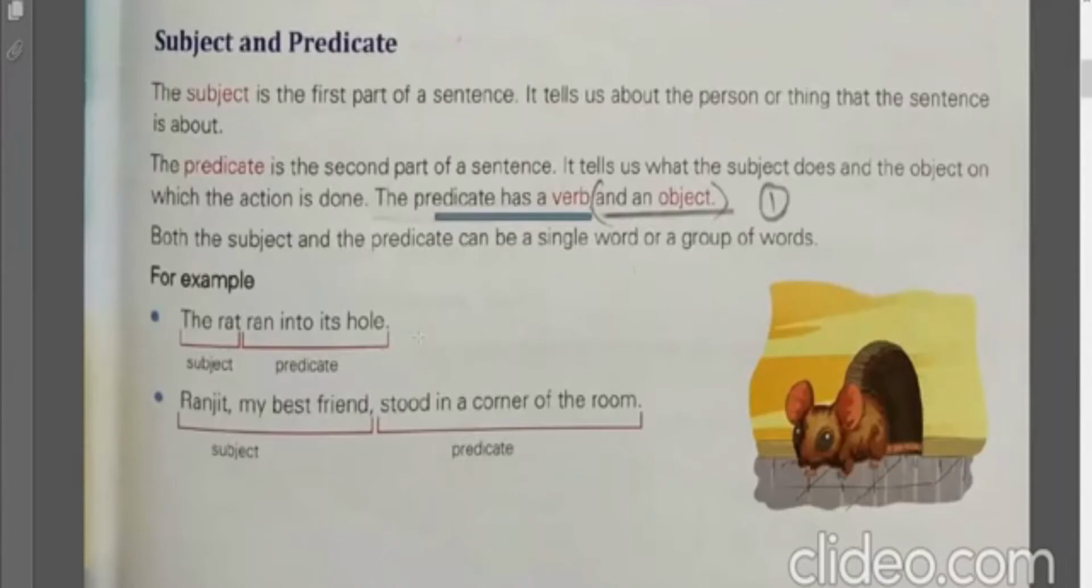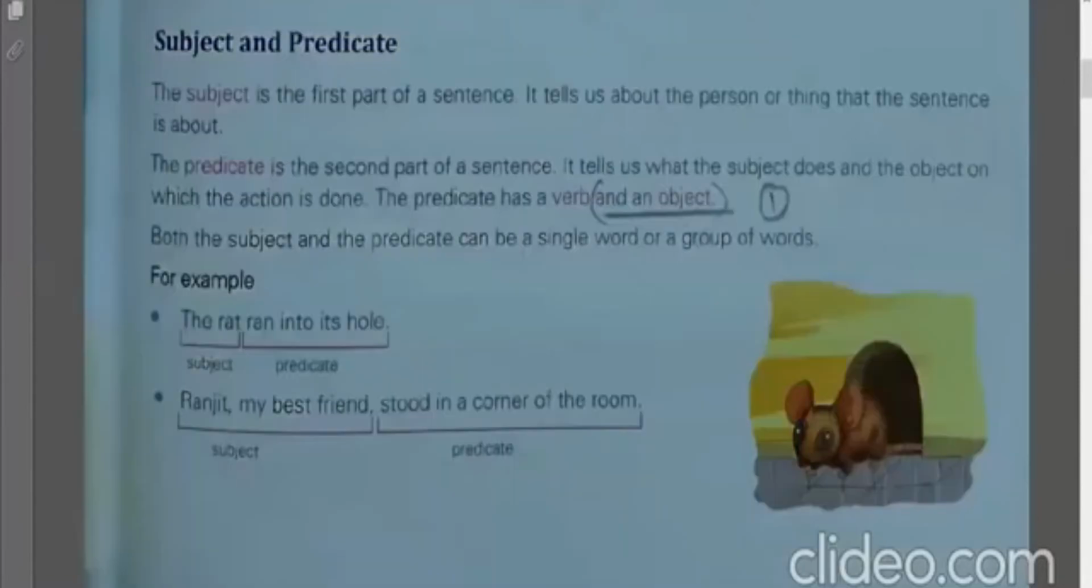Let's have an example. The rat ran into its hole. Here, the rat is your subject because we are talking and discussing about the rat in this sentence. And ran into its hole is your predicate because, as I mentioned, predicate consists of a verb, which is ran, and an object, which is into its hole. Let's move on.